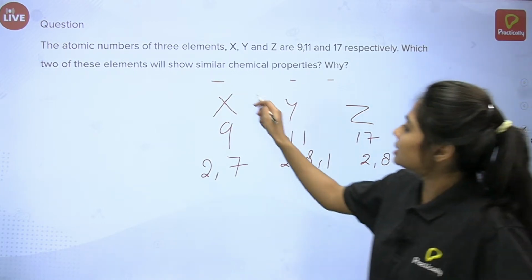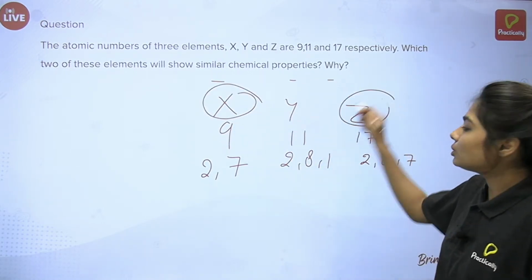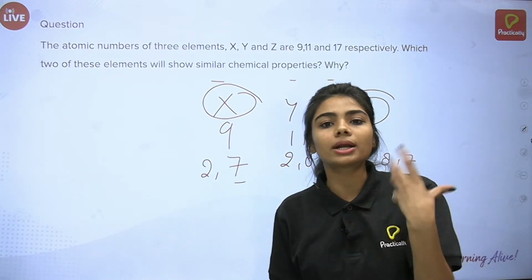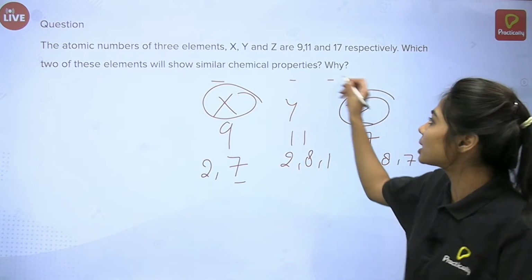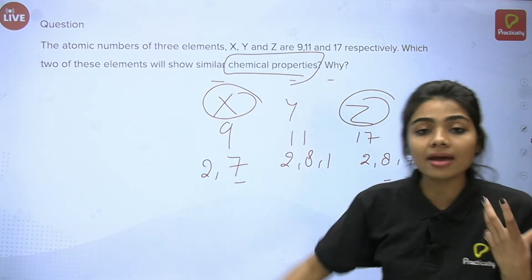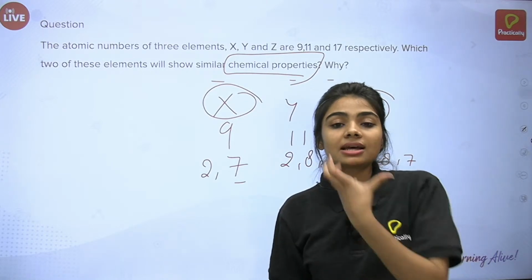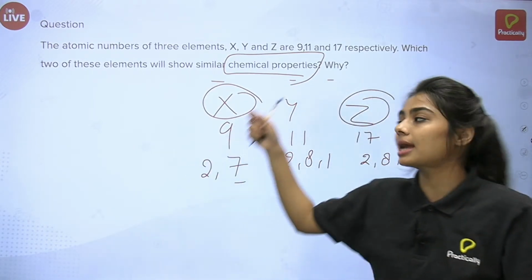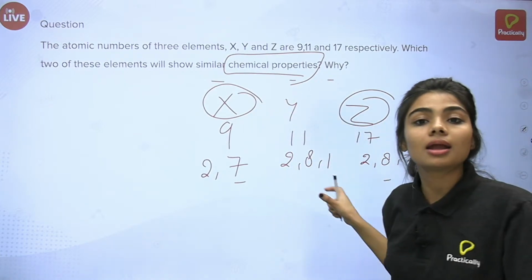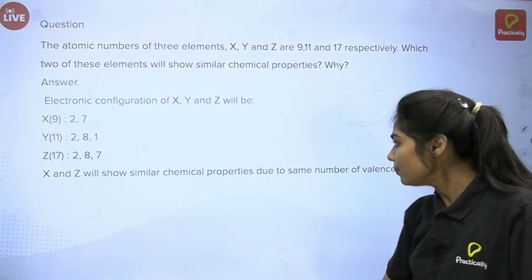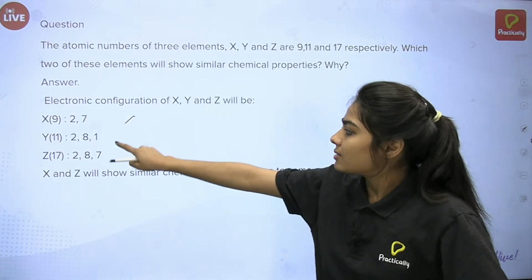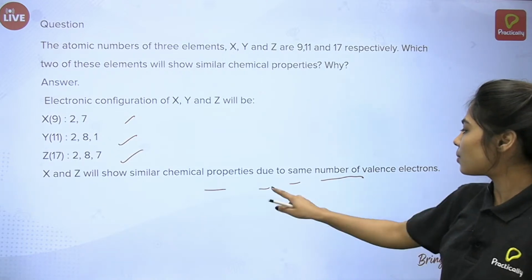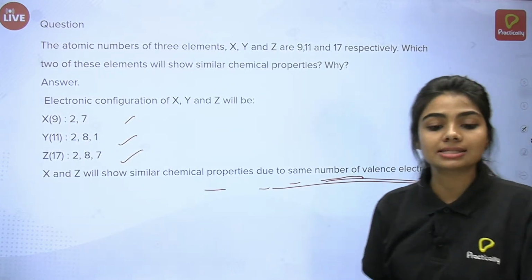Now you can see that X and Z both have 7 valence electrons. So the same number of valence electrons, what will it determine? It will determine the chemical properties. If you have the same valence electrons, then they will have the same chemical properties, because chemical properties are driven by the number of valence electrons. So with 2, 7, 2, 8, 1, 2, 8, 7, X and Z will show similar chemical properties due to the same number of valence electrons.